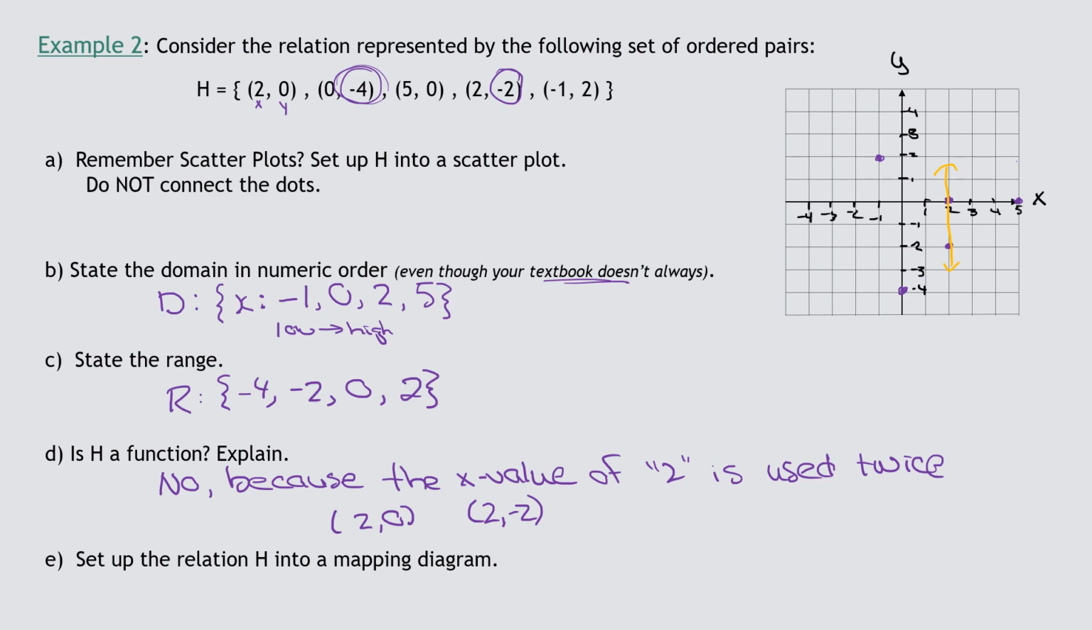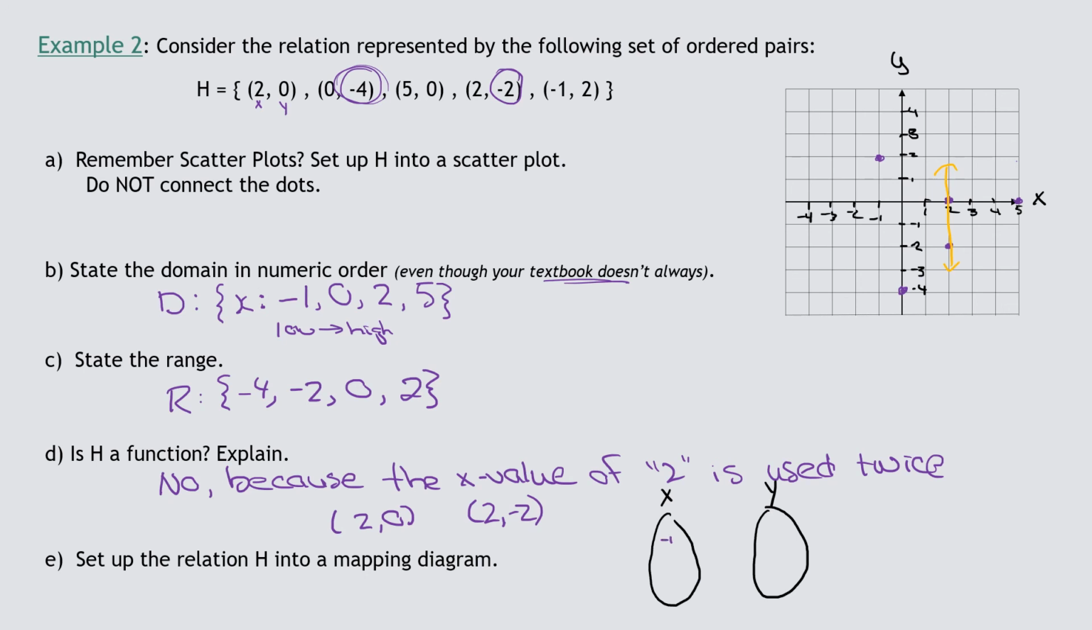The last thing for E says set up the relation H into a mapping diagram. And again, if you go back to the front of your page, you'll see a definition for mapping diagram. It's 2 ovals. I'm just going to draw 2 ovals here. Mapping diagrams are kind of weird things, but x is domain, y is range. We have another way to talk about x and y here. So we have 2 ovals like this, and we have the numbers, or sometimes words, but most of the time it's numbers, listed inside the 2 ovals. The x numbers are going to go in the first oval, and the y numbers are going to go in the second oval. And we're going to put them in the order that we had for the domain and range, low to high.